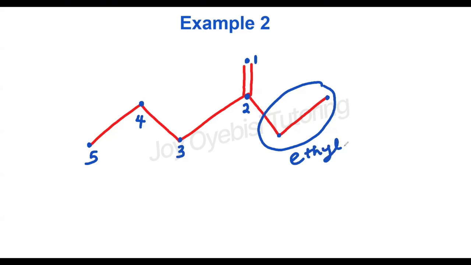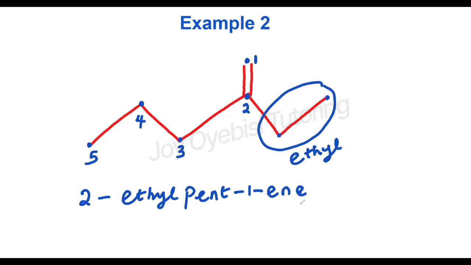Okay? Now, once I've identified my longest chain and I've also identified my substituent, I can go ahead and name this compound. The substituent will be named first. This ethyl group is attached to carbon 2. So you're going to have this as 2-ethyl, then pent for 5. So this is pent, and then the double bond started from carbon 1, and that will end with ENE, and that is 2-ethylpent-1-ene.